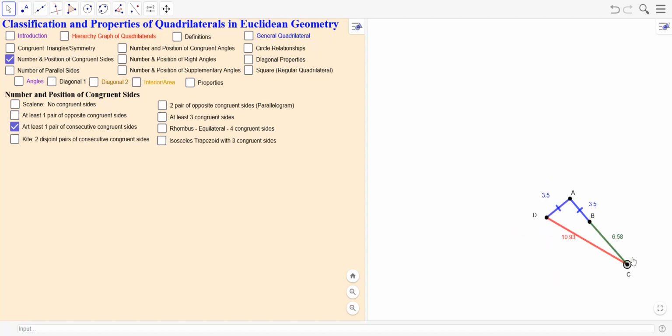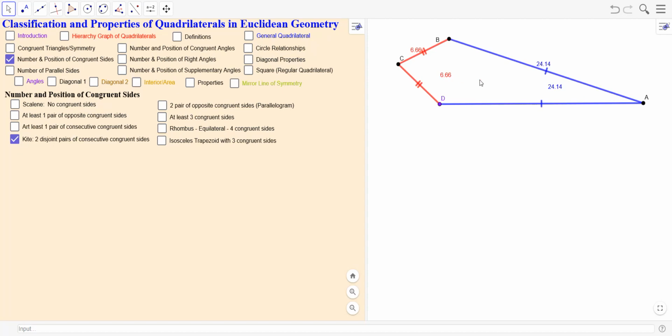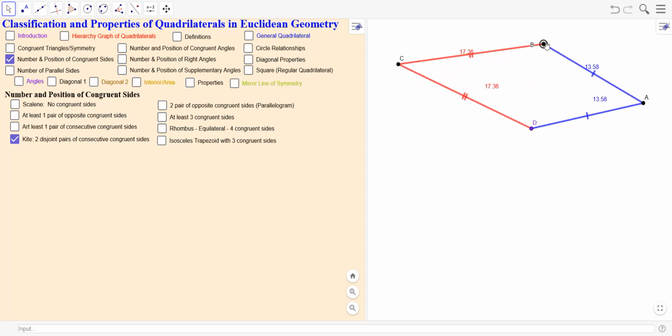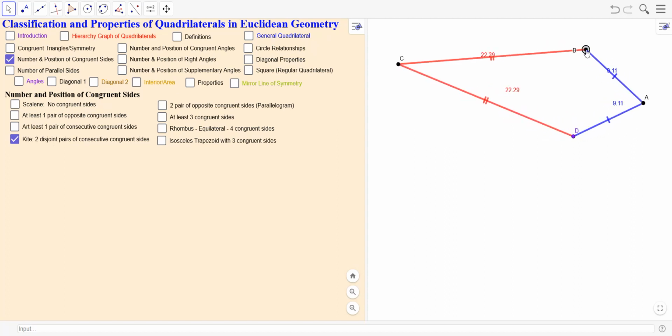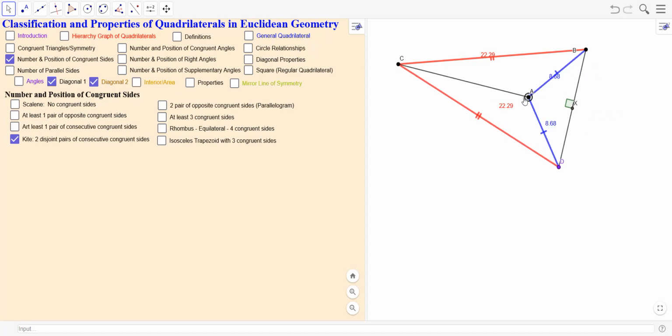This other side has lots of different places it could go, and you see that it's not necessarily a kite, even though a kite would have that property. Now, if it has two disjoint pairs of consecutive congruent sides, it is in fact a kite. That's the definition, and we study kites in some detail. If you take a diagonal here, you get a reflective symmetry, so triangle ABC is congruent to triangle ADC. That makes a lot of cool things happen, including giving you a mirror line of symmetry, and the line containing the major diagonal is a perpendicular bisector of the minor diagonal.